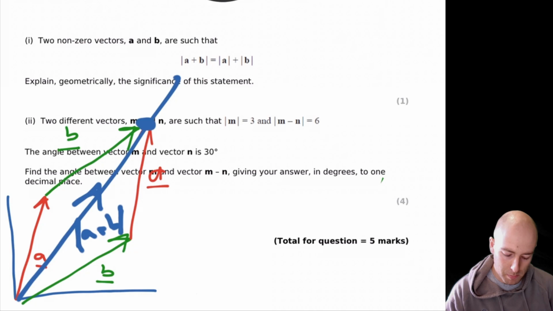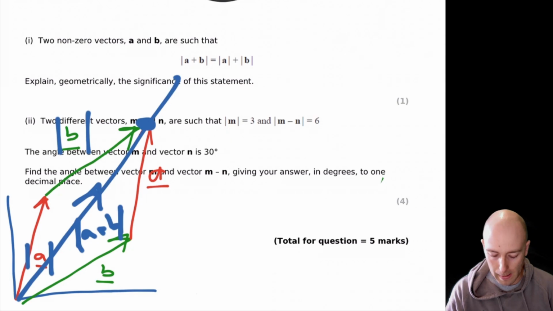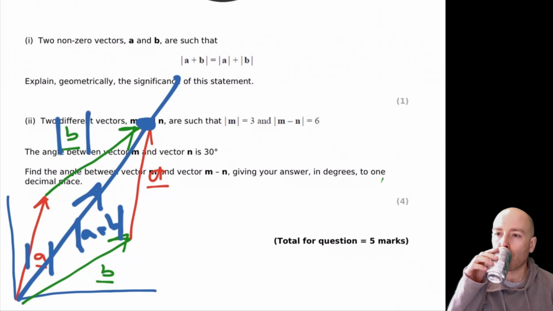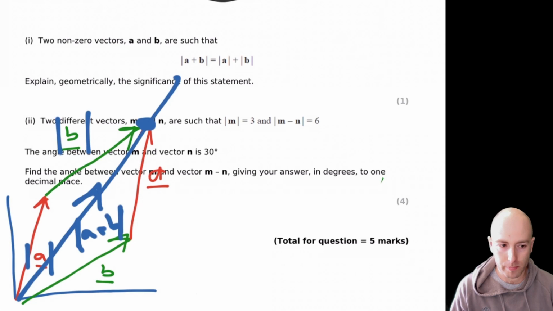Now, if the size of A plus B is equal to the size of A plus the size of B, the only time that can happen, see if you guys can work it out from my sketch. Geometrically, what's the significance if the size of A plus B is equal to the size of A plus the size of B? What does it mean? Nope. I mean, I've drawn a parallelogram, but that's not what it signifies.